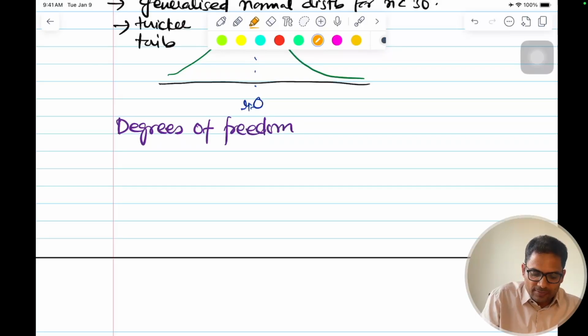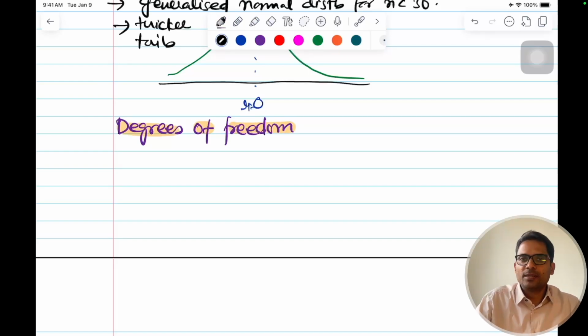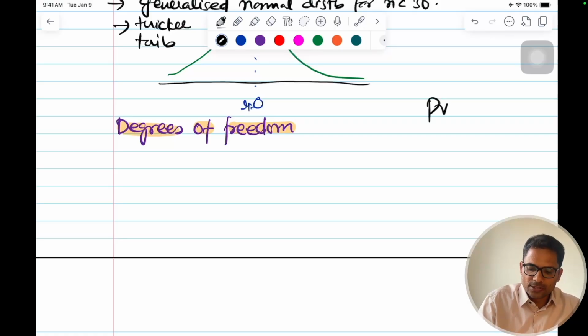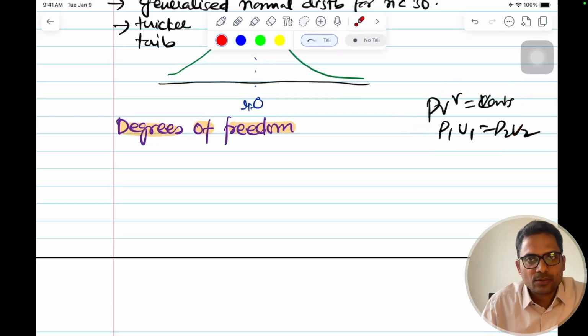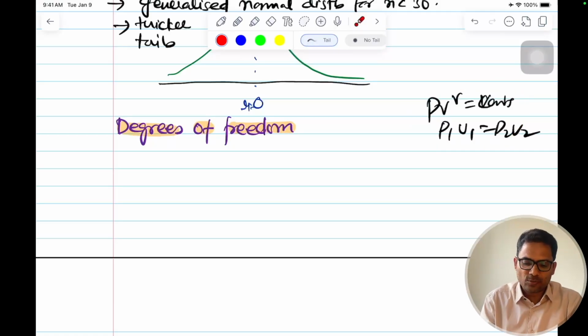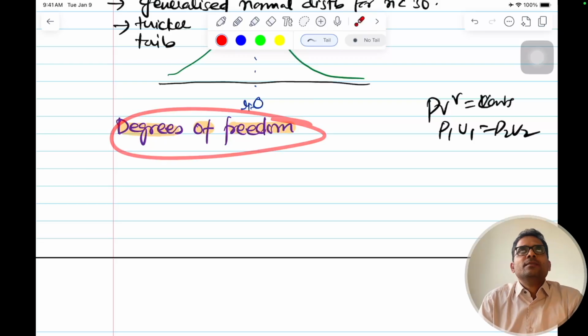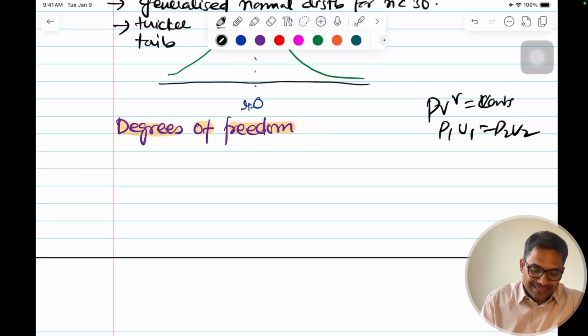In physics also you will have degrees of freedom. You will see it when we were doing adiabatic or isothermal processes: PV^gamma equal to constant for adiabatic, or P1V1 equal to P2V2 for isothermal. There also we had degrees of freedom, if you remember. Just an old physics revision, but these concepts are borrowed from physics. So what does it mean here?